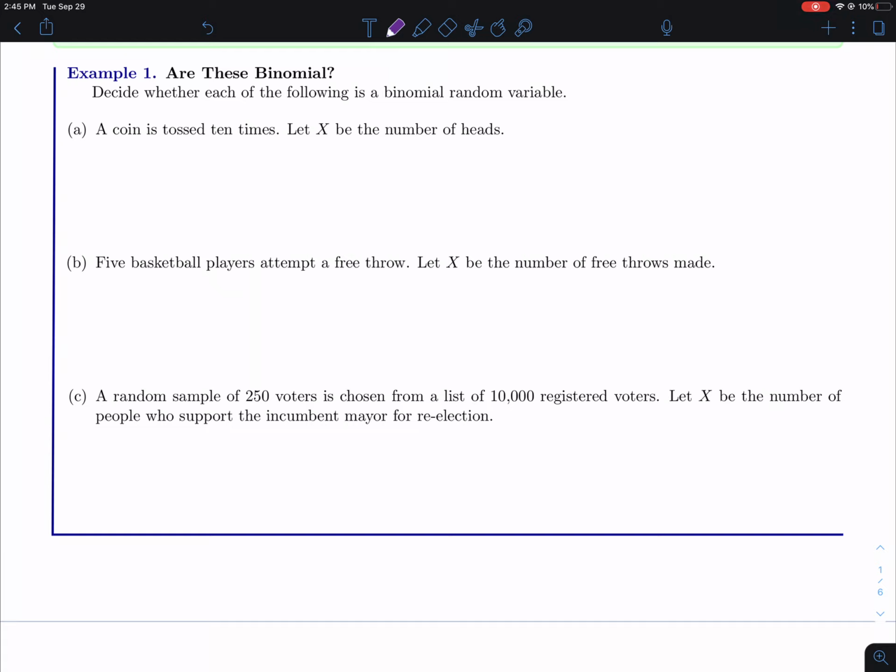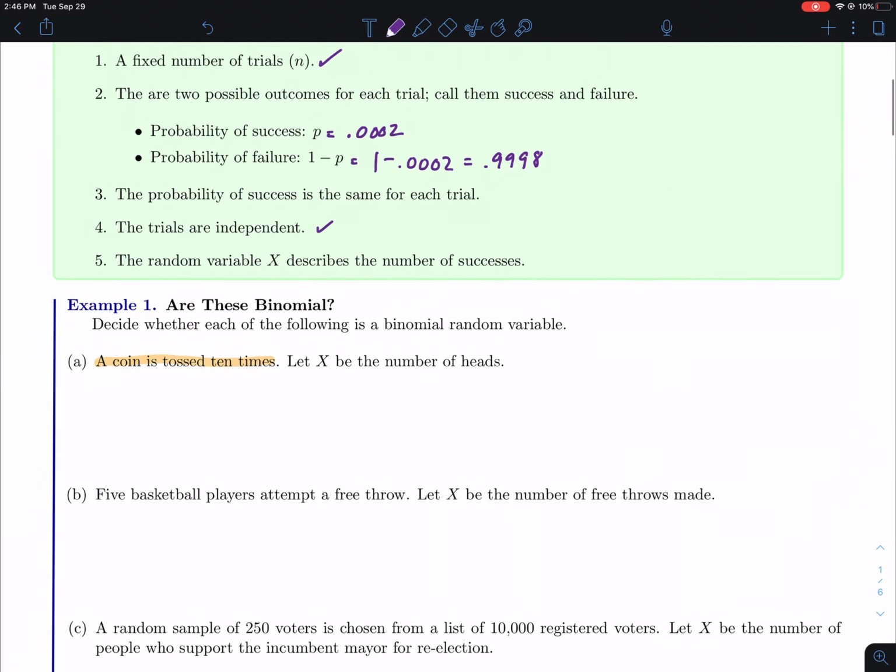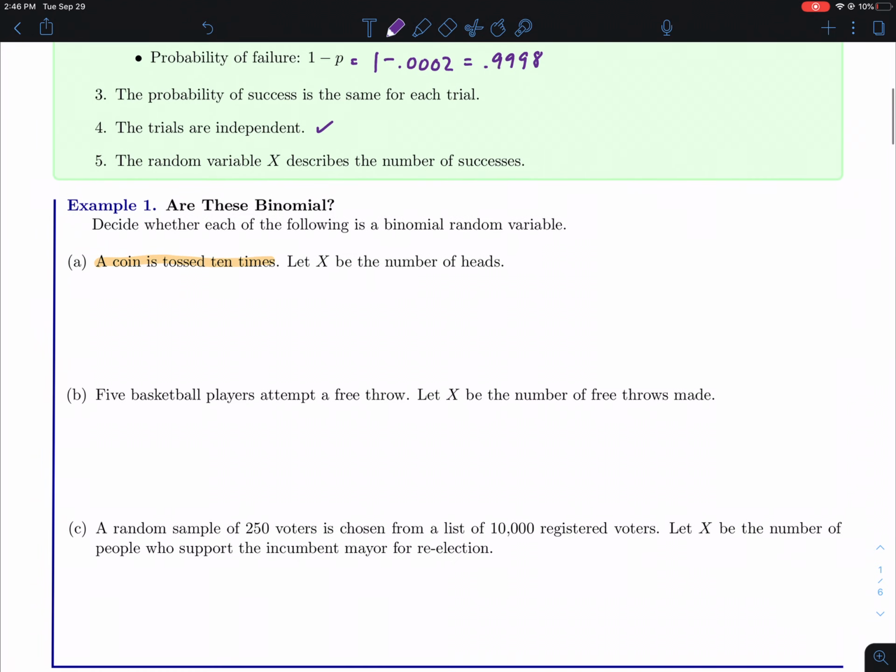All right, so let's first look at example 1, which is for us to determine whether these things sound like they might be binomial experiments or not. A coin is tossed 10 times. Let x be the number of heads that are actually flipped in this case. So we'll look at the first thing first. Is there a fixed number of trials? Yes, we've got a fixed number of trials. So n would be 10 in this case. So that looks good.